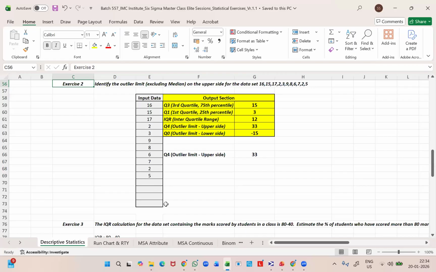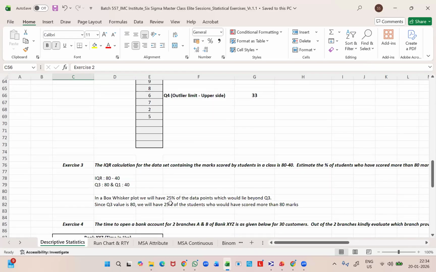That's it. We don't have to really arrange this in ascending order. We just need to provide the input values in the same sequence as it is given in the question. That's it. So the moment we provide all these input values, you can see the answers populating in the output section. So you can just pick the appropriate metric which you have been asked to calculate. So if it is Q4 which you are supposed to calculate, then you can pick the value as 33. Or if you are asked to calculate IQR, then we need to pick the value as 12.